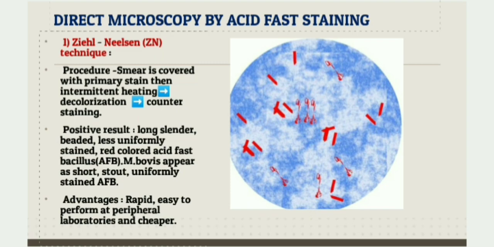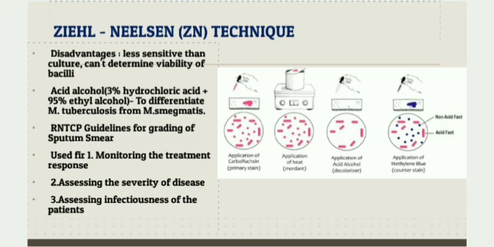Acid alcohol can be used to differentiate Mycobacterium tuberculosis from Mycobacterium smegmatis in the urine sample. Mycobacterium tuberculosis is acid and alcohol fast, whereas Mycobacterium smegmatis is acid fast but not alcohol fast.